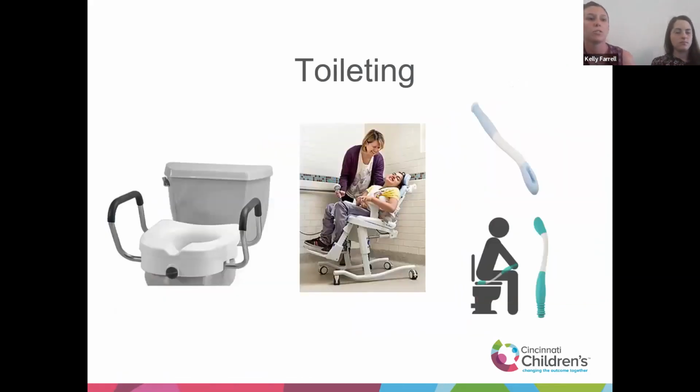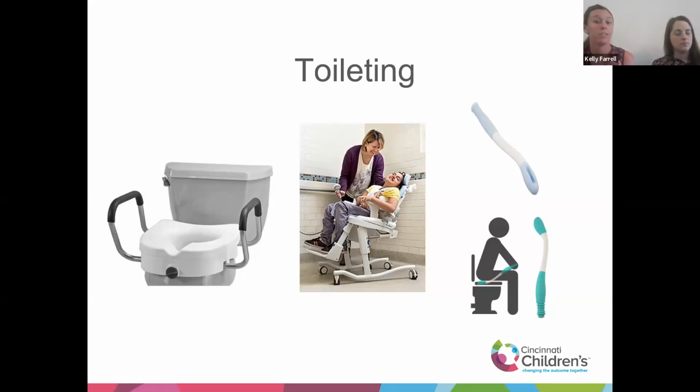And then moving on to toileting, there are quite a few. On the very left here, we have a raised toilet seat. So this is providing safety and ease for when you're getting up and down from the toilet. One thing with this, I always want to make sure it's properly installed. The raised toilet seat is designed to decrease falls, but again, always being mindful of when we're putting this equipment on and making sure it's safe.